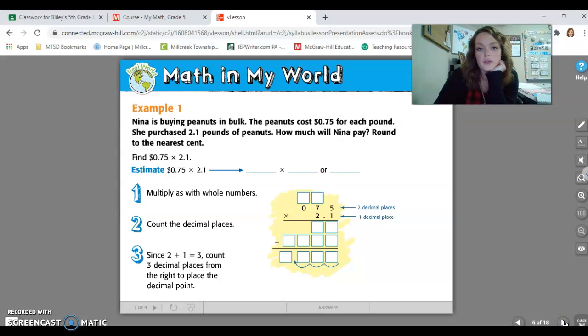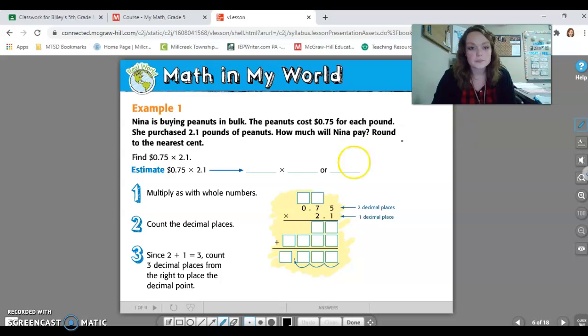Here's some review. So we are on lesson 5 now. We're combining these lessons because this just gives us different ways to multiply decimals. So you do the way that works best for you.